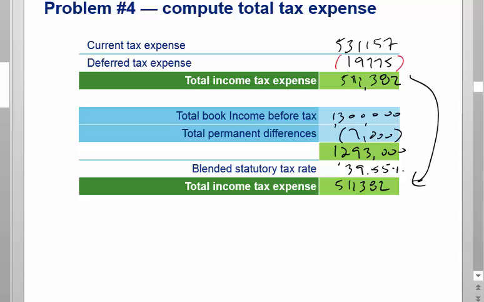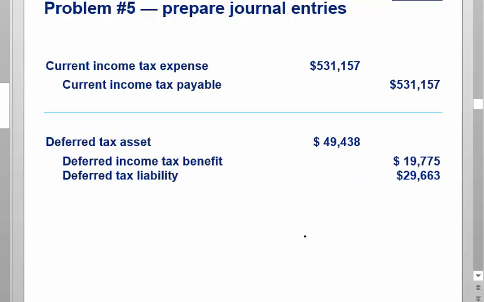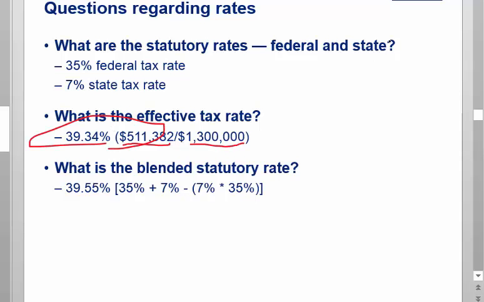Okay, and we did this as we went. But if we were computing journal entries, our journal entries would look like this. We already talked about it. Okay, so then if I said, what's the statutory rate? Well, statutory rate's 35 and 7, Fed and State. What's the effective rate? Our effective rate is our tax expense divided by our PBT, right? So 39.34. And our blended rate is the average of the statutory rates, and don't forget the federal effective state. Okay, so we have three different tax rates, statutory, effective, blended.